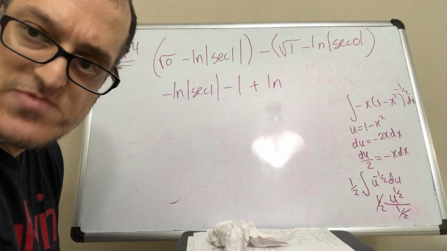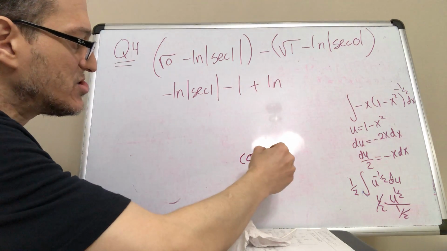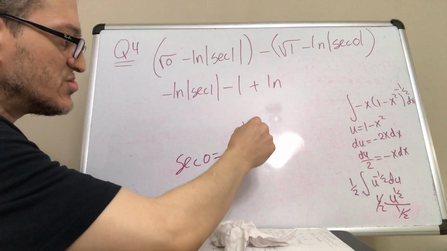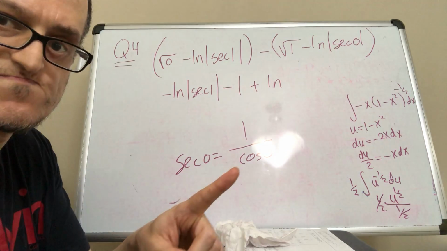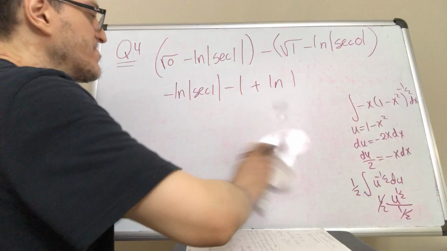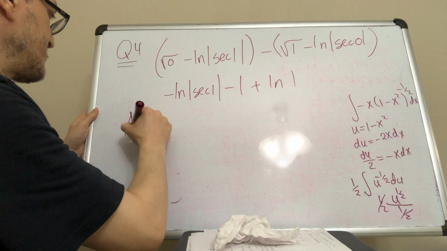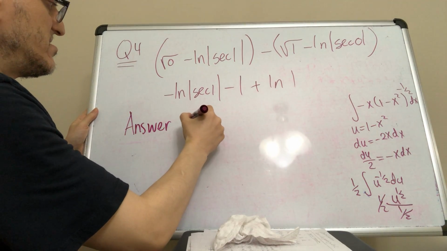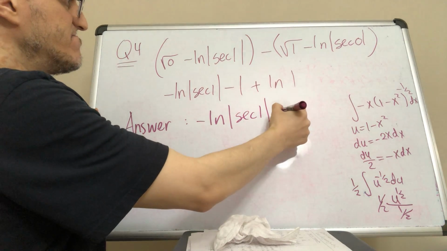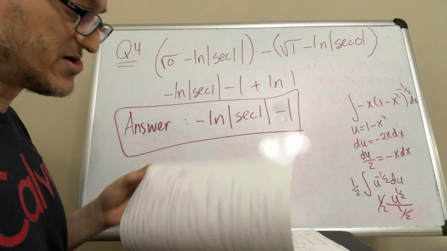Now, if you have a calculator and you try to figure out secant 0, do 1 over cosine 0. So secant 0 is 1 over cos 0. And cos 0 is 1. So this is 1. And of course, ln of 1 is 0, so the answer is minus ln secant 1 minus 1. So this is the answer for this question.